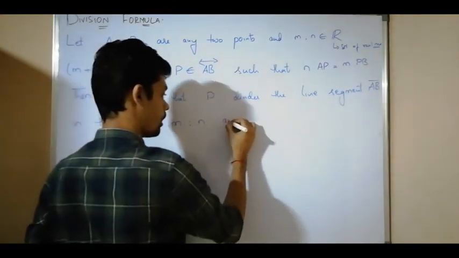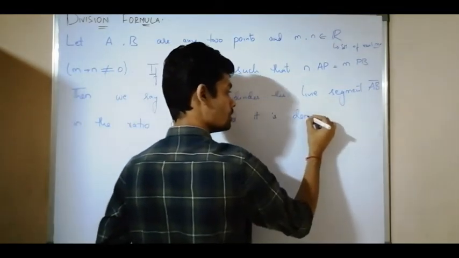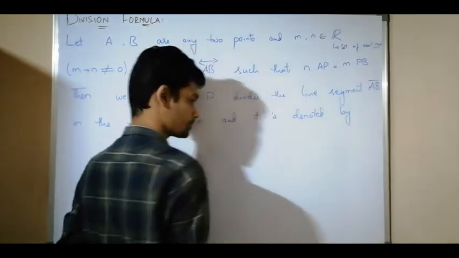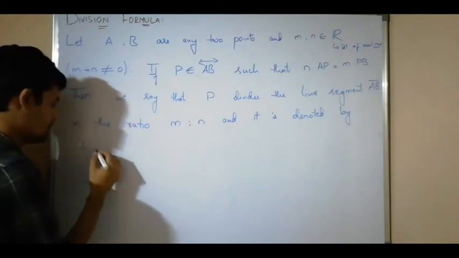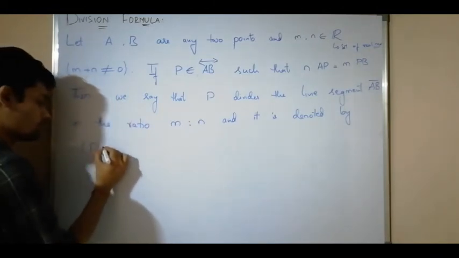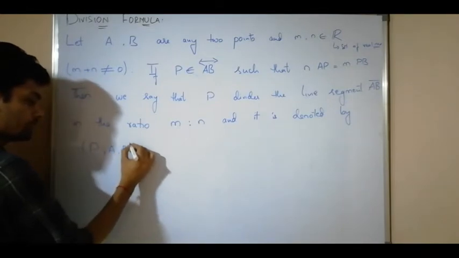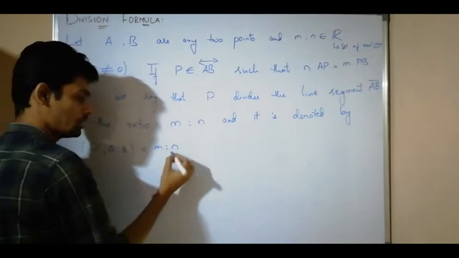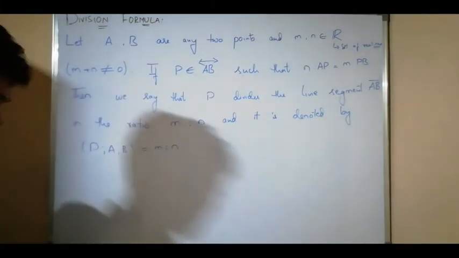And it is denoted like this, like an ordered triad: P divides A comma B is equal to m is to n. Hence P divides AB in the ratio m is to n.